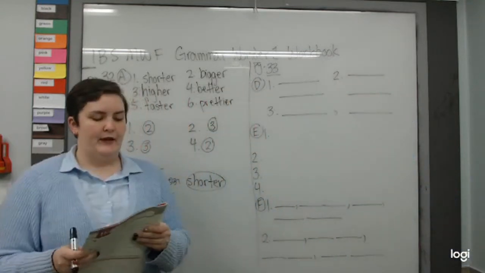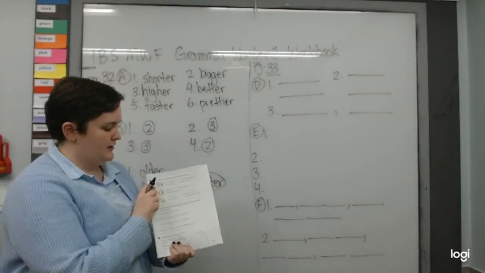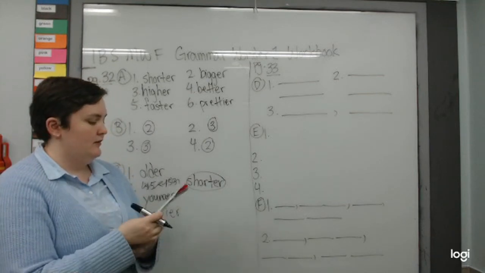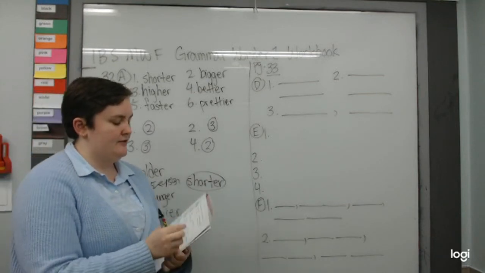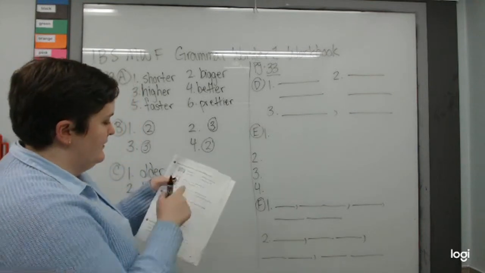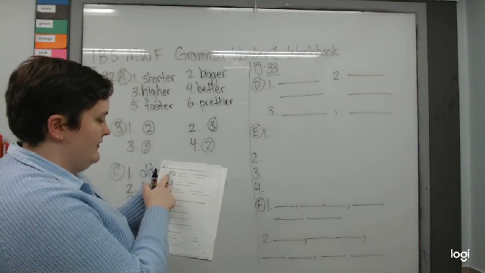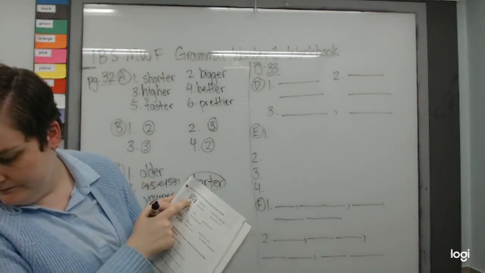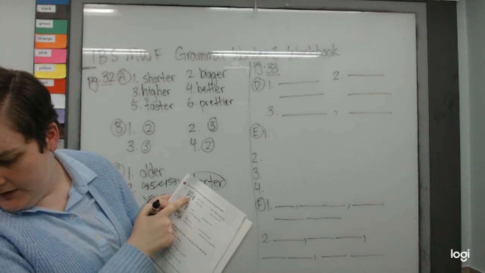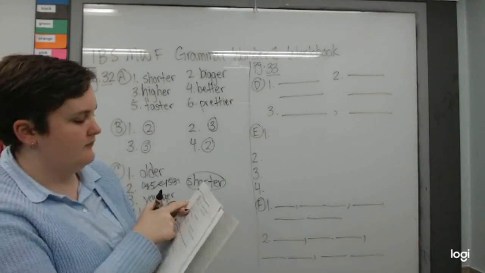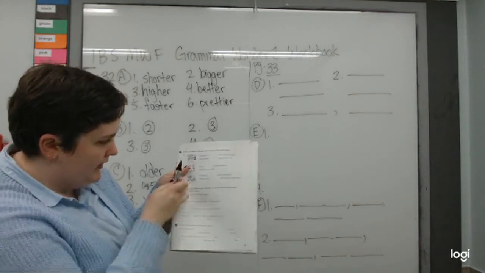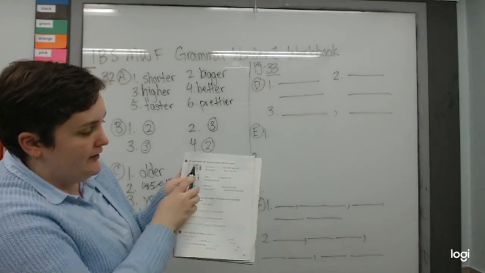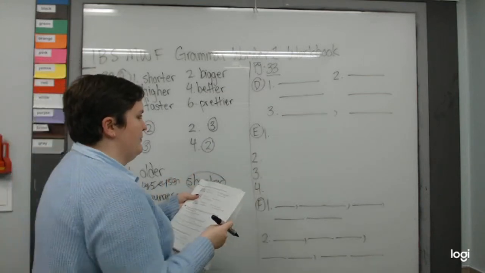So, we have Lucy. For part D, number 1, there's Lucy, Emily, and I. Lucy's cat is bigger than Emily's dog. Let's look. Lucy's cat is pretty big, and Emily's dog is pretty big too. But if you look really closely, you can see Lucy's cat is bigger than Emily's dog. So number 1, bigger.